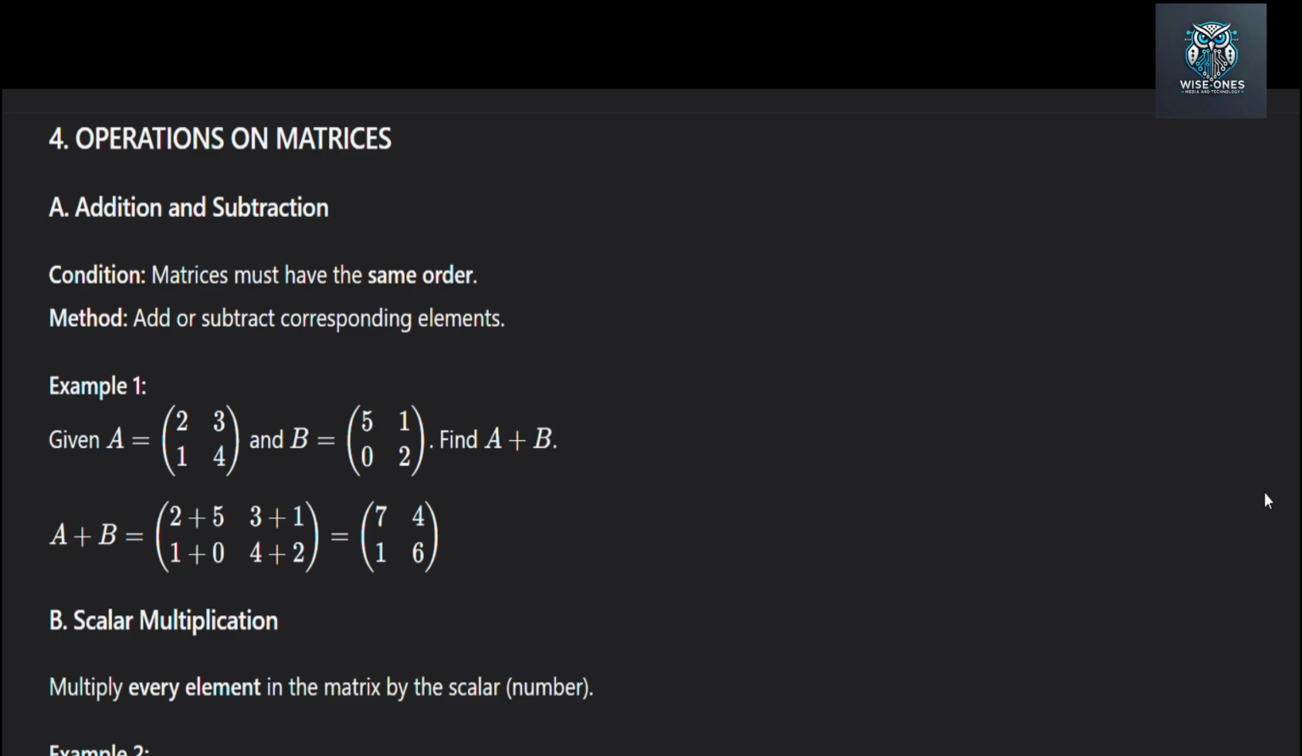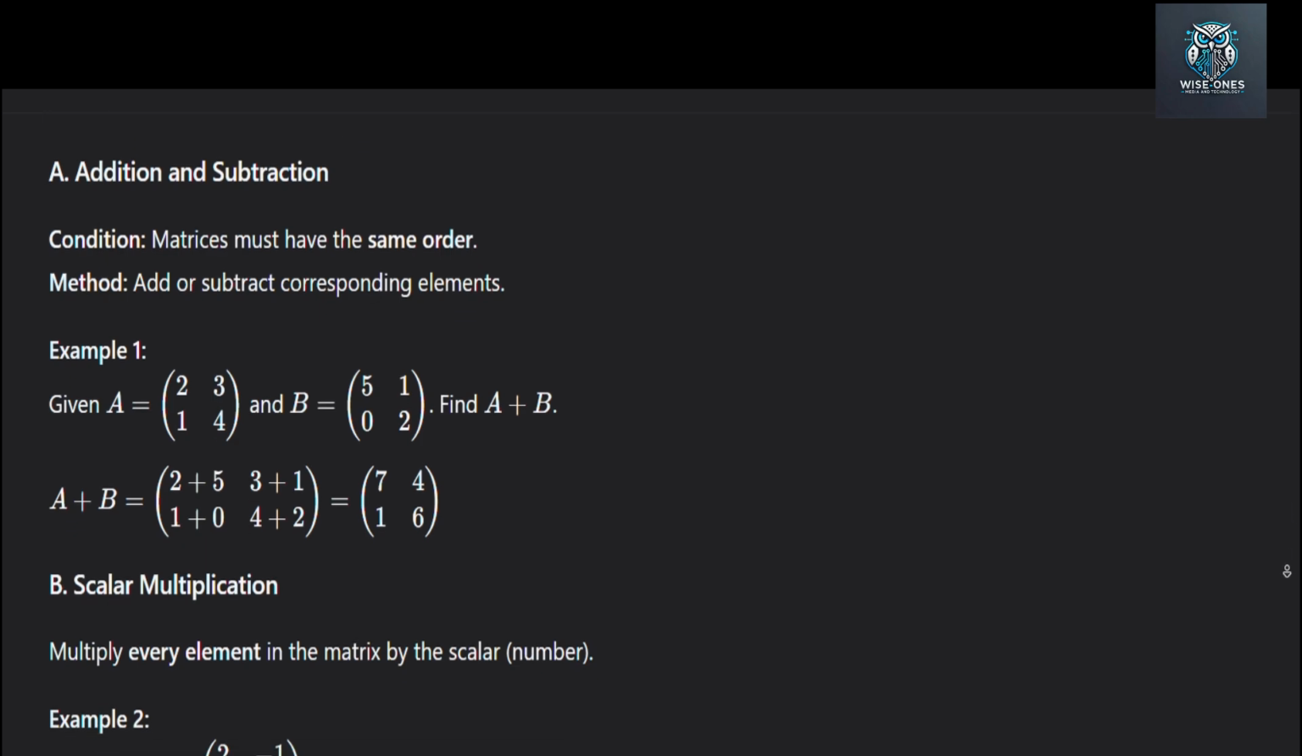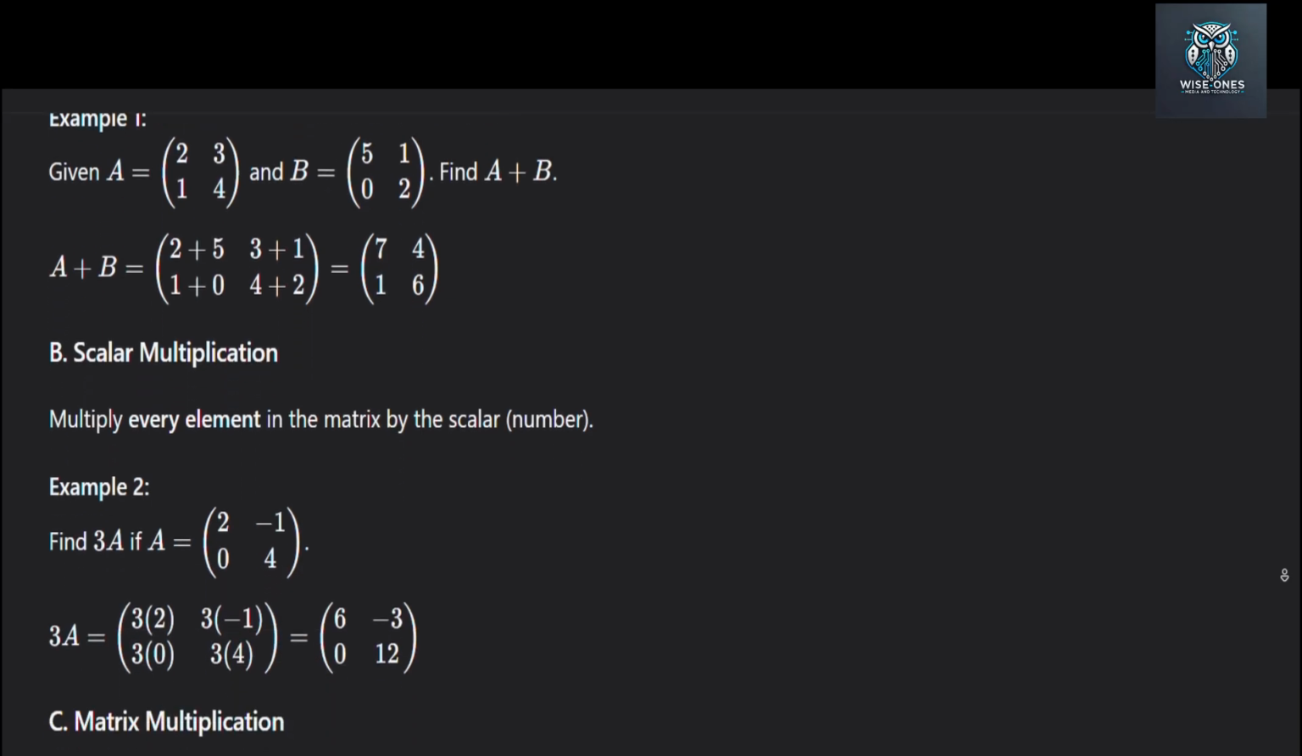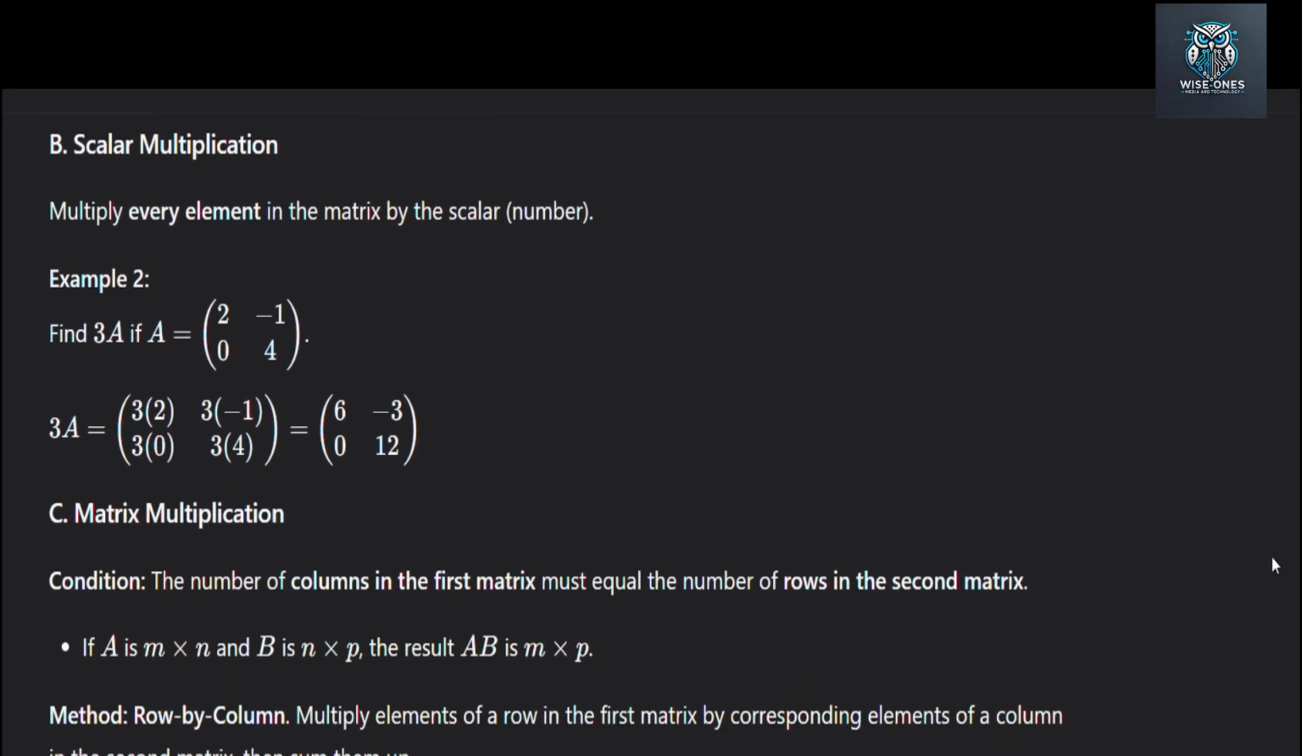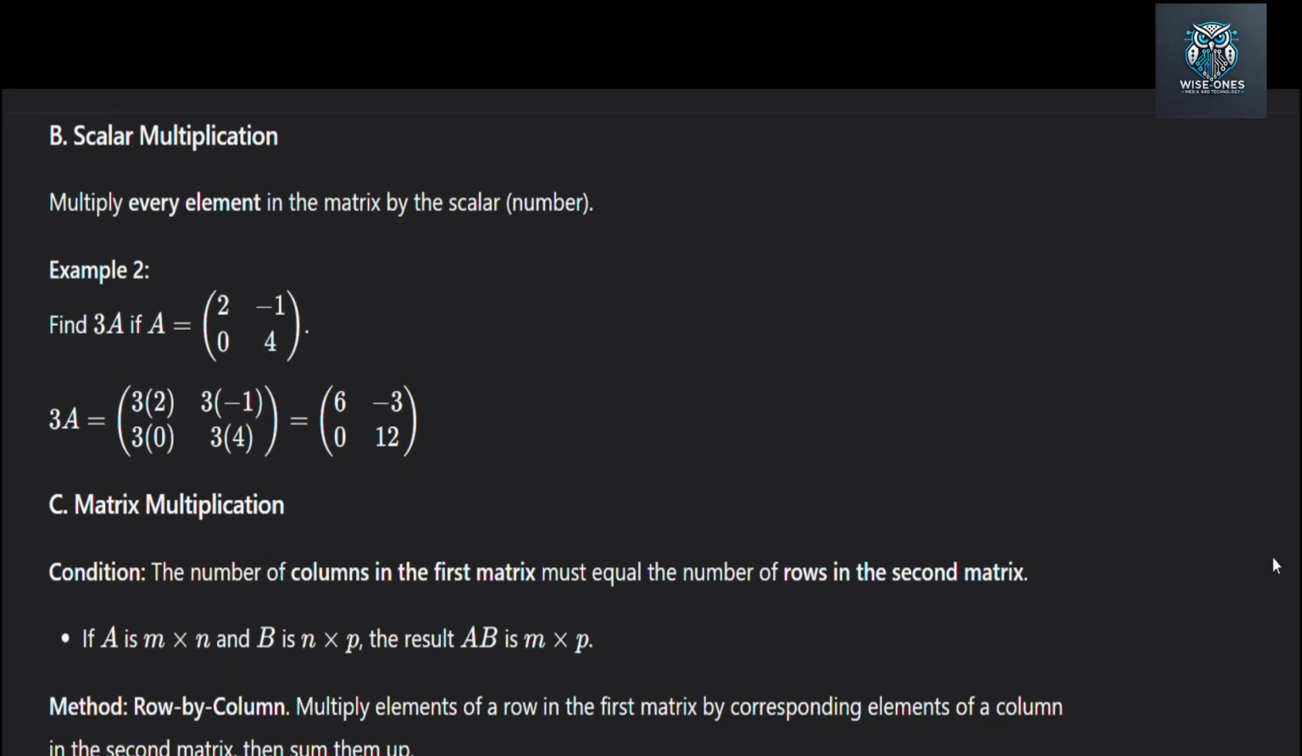Next is scalar multiplication, multiplying a matrix by a single number, called a scalar. The method is to multiply every element in the matrix by that number. Let us look at example 2. Find 3A if A equals a 2 by 2 matrix, first row 2, -1, second row 0, 4.